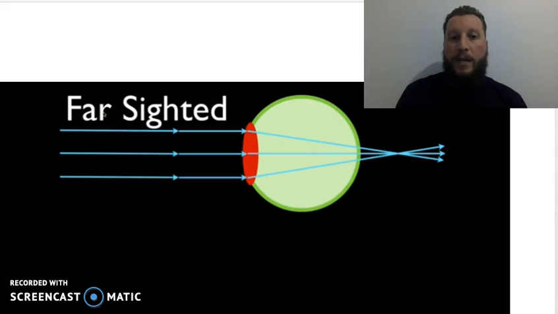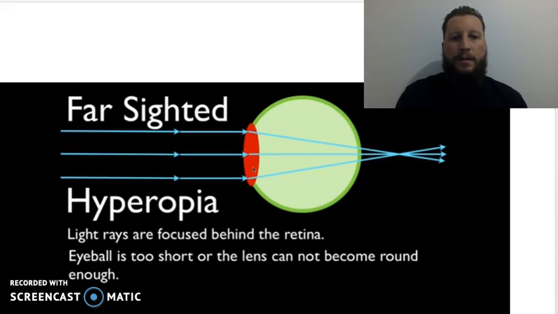Now there's a couple of ways that we can correct that. We'll get to those in a second. So the first thing, here we go. Okay, another word for far-sightedness is called hyperopia. Now hyperopia is just the scientific way that we can explain what far-sightedness means. But light rays are focused behind the retina. Okay, so behind the retina, not in front, not on, but exactly behind the retina over here.